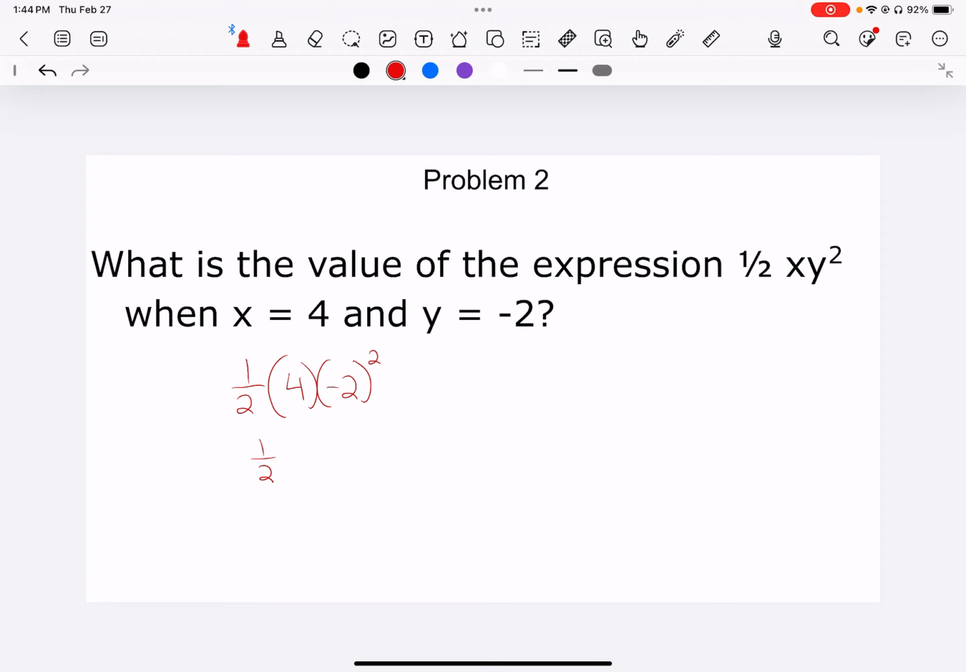I'm going to start with my exponents. So I have 1/2, 4. Now I have -2 to the second power. That's -2 times -2, which is a positive 4. Now, just because it's multiplication, I can multiply across. 1/2 times 4 is 2, and 2 times 4 is 8.